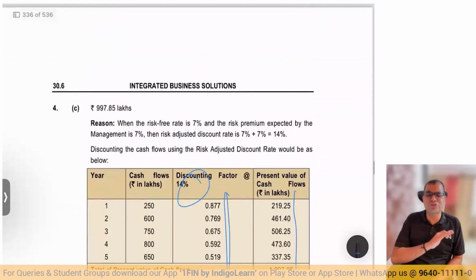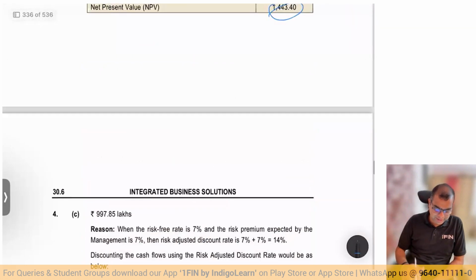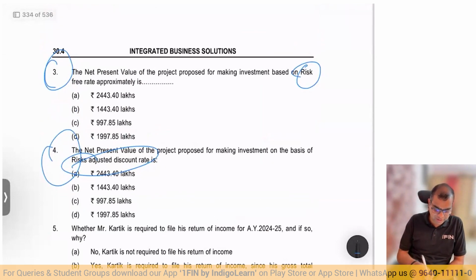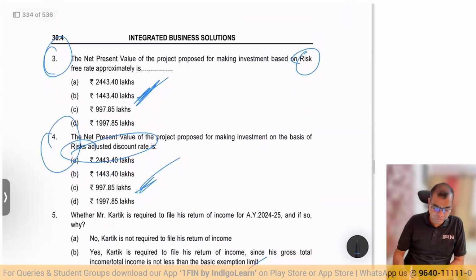So this is the answer. This is a super simple question. There is nothing complicated in this. 997 and 1440. That's all. Now let us move to the next one.